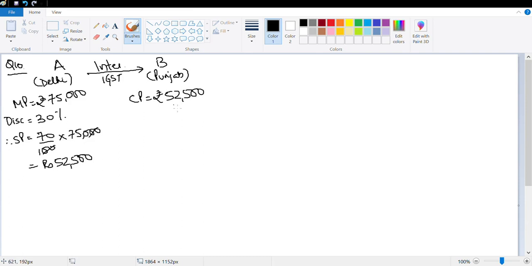Perfect. Let's read the next part of the question. It says at a discount of 30%, wholesaler B raised the marked price by 30%. Oh, so his selling price is 30% more than the marked price. Please read the question. It is 30% more than the marked price. So he's selling it over and above the marked price.